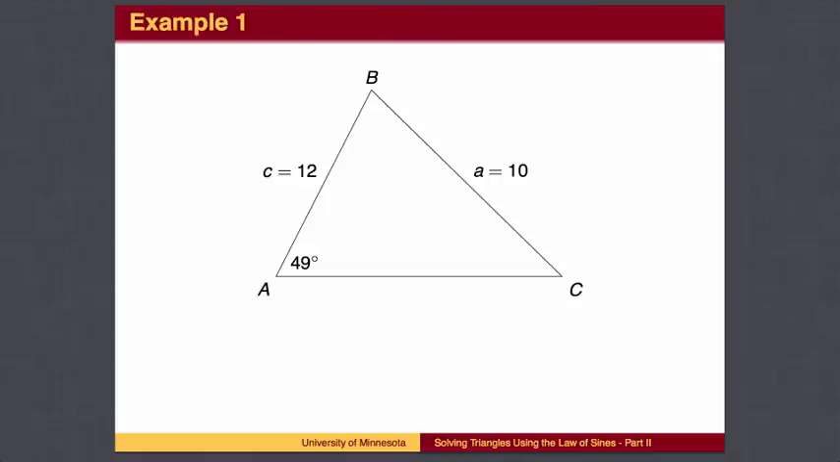Here's an example of the type of problem we wish to solve. We are given the lengths of two sides of a triangle and one angle which is not between the two sides. Know that there is no guarantee that side A goes down and to the right from vertex B. It may go down and to the left.